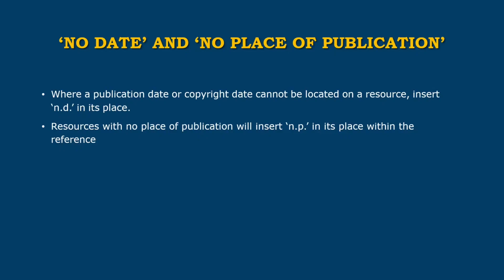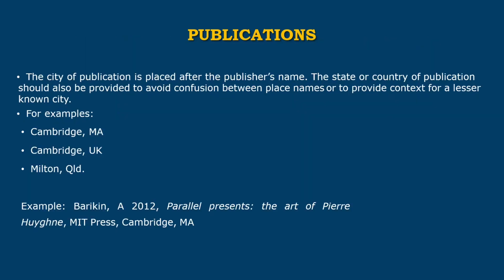No date or no place of publication. In case the date of publication is missing, it is represented as ND, and the absence of place of publication is represented as NP. Publications. In case of Kaplan-Harvard referencing style, the city of publication is placed before the publisher's name. The state or country of publication should also be provided to avoid confusion between place names or to provide context for a lesser known city, as in the given examples like Cambridge MA, Cambridge UK, and so on.